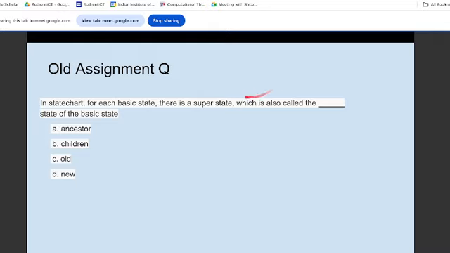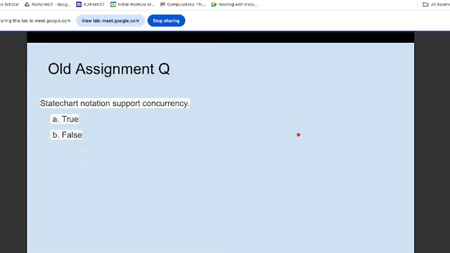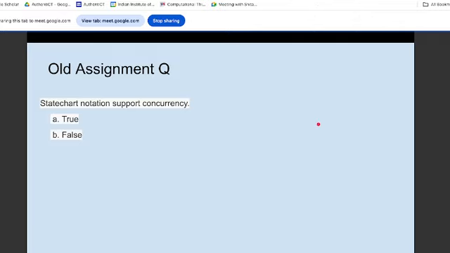So here, each superstate of the basic state is called an ancestor. So A is the right answer. Let's go ahead. State chart notation supports concurrency. True or false? True. Right. So hierarchical state transition networks did not support concurrency.